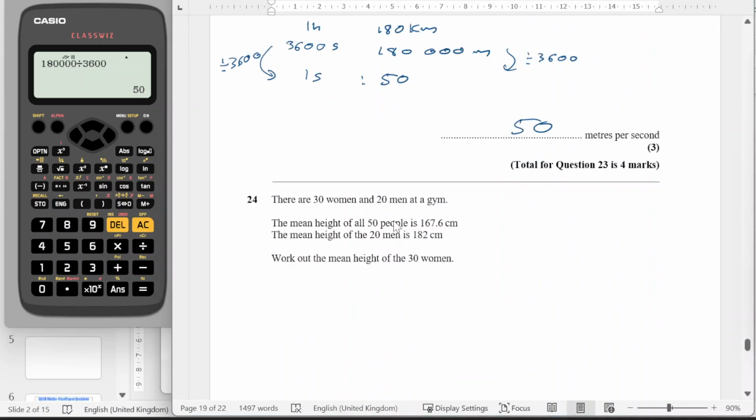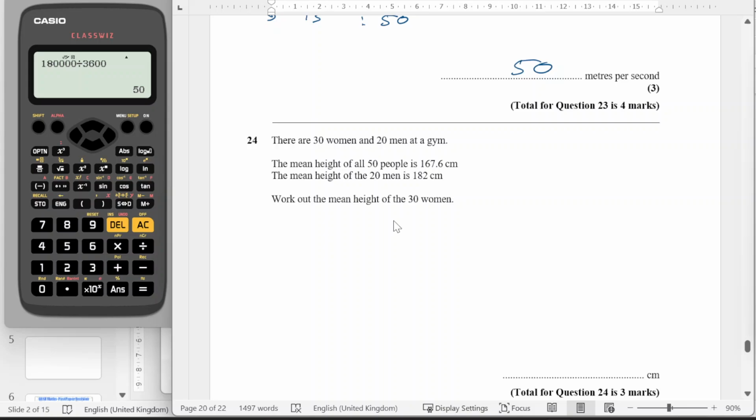Okay, question 24. There are 30 women, 20 men in the gym. The mean height of all 50 people is 187.6 centimeters. The mean height of the 20 men is blah, blah, blah. Calculate the mean height of the 30 women.